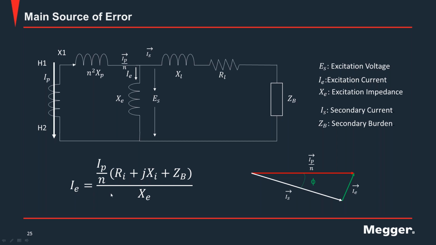Now, what happens if we have excitation current? As I mentioned, if it is ideal, then the primary current is in phase with the secondary current. However, if there is excitation current, there will be a little discrepancy because of the phase angle displacement caused by that excitation current. And again, this load is affecting the excitation current.